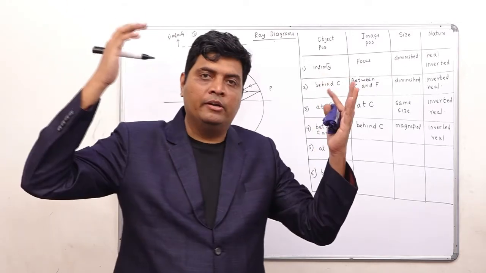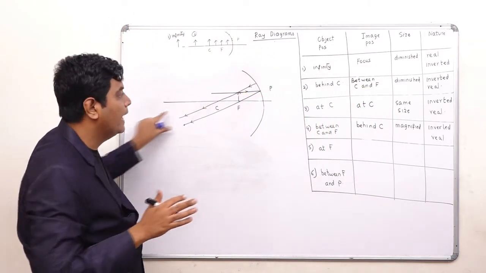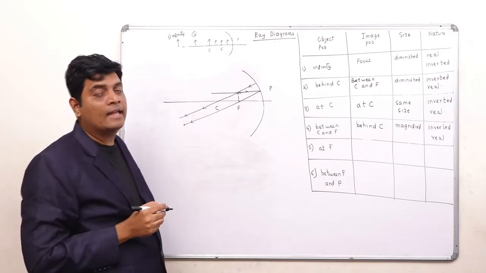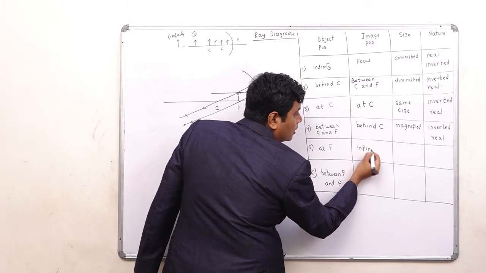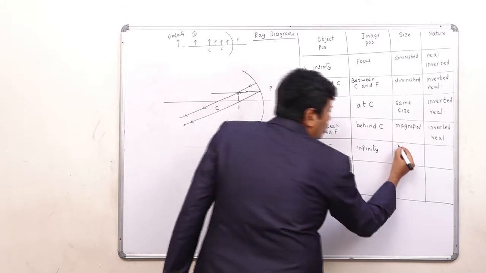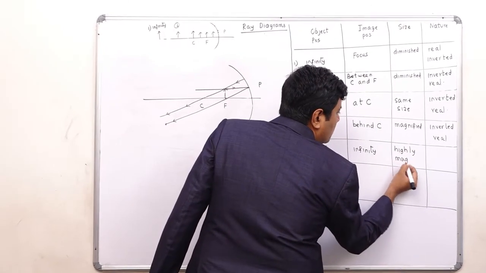Infinity means it is an undefined point. Very far, very far, very far. So parallel lines will be meeting at infinity. So the image will be formed where? When the object is at focus, the image will be at infinity. And it will be highly magnified, a very large image.